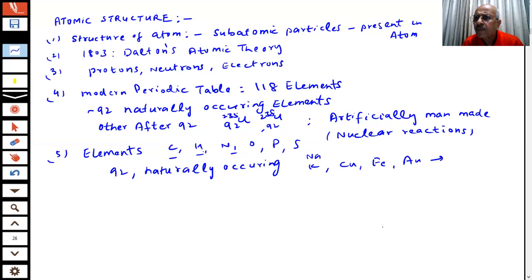The answer is no. That is what was proposed by Dalton, that there are different elements, meaning there are different atoms. Because the atoms are different, their properties will be different. If all the atoms are the same, then what will happen? Their properties will be the same. Yes, sir. If their properties are the same, students, they would not create the world in which we are living.